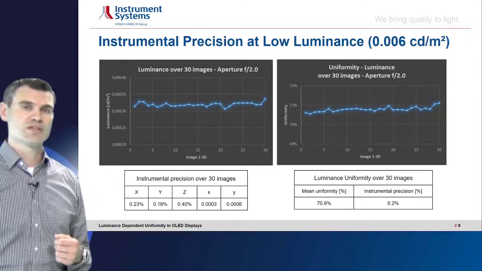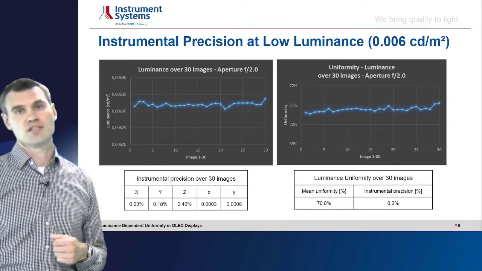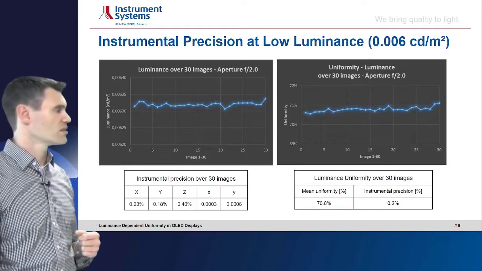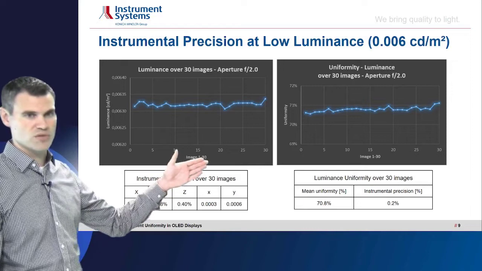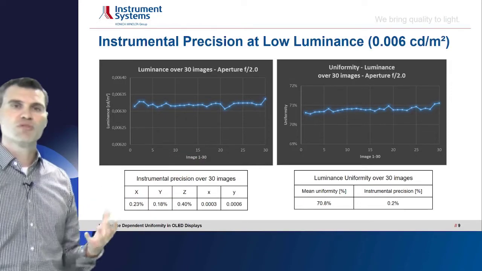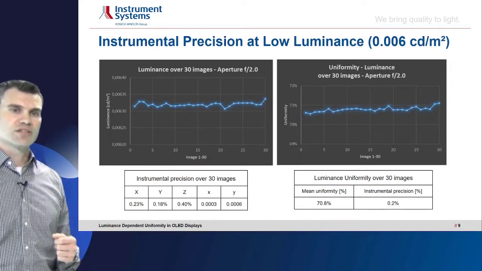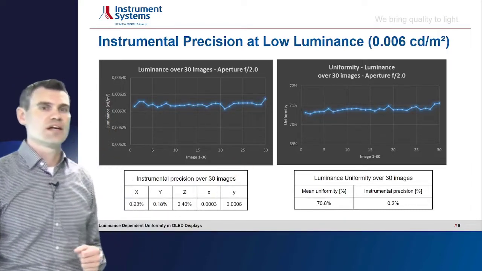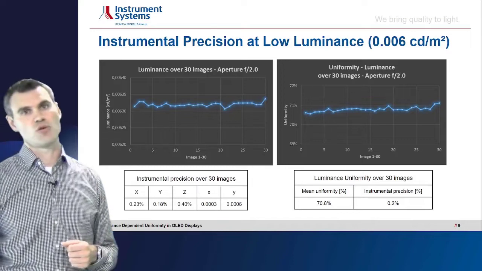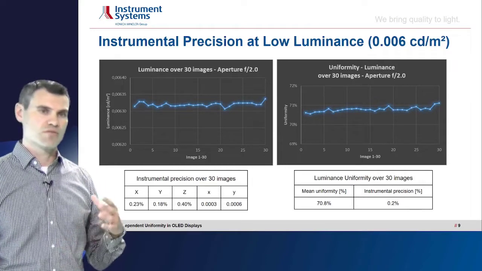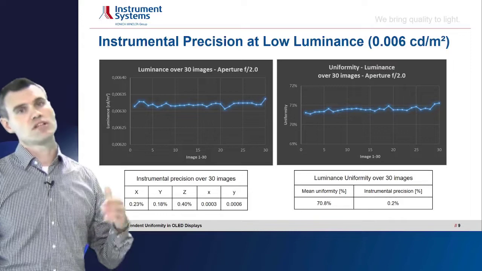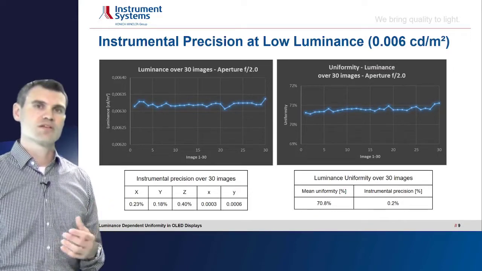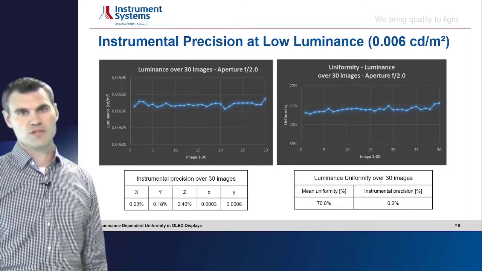The instrumental precision which we measured with this kind of light source is very good. Also for low values like this here, 6 millicandela per square meter. So you can see that the luminance values over the different measurements are really stable, and also the uniformity over the display is very nice. You have a mean uniformity of 70.8 in this example, and the instrumental precision is better than 0.2%. So we have a very good instrumental precision even at low luminance, and this is the prerequisite to enable measurements on OLED displays at low luminance.